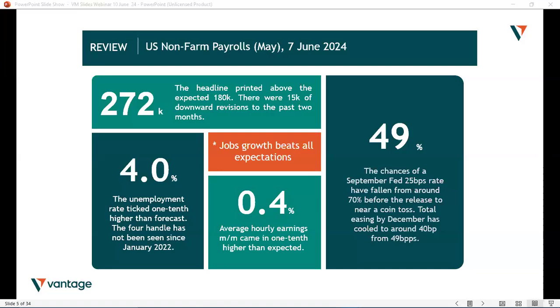And then average hourly earnings were hotter than expected as well. They rose 0.4% month on month, previously 0.2%, and year on year 4.1%, previously 3.9%. Yeah, so those were the very hot elements of the report. Should say, though, the unemployment rate did hit 4% for the first time since January 2022. So that's up from 3.9% last month, and the low, if you remember, of 3.4% in April of last year.